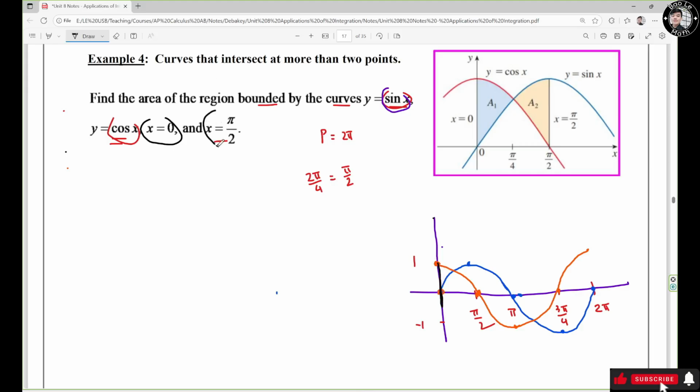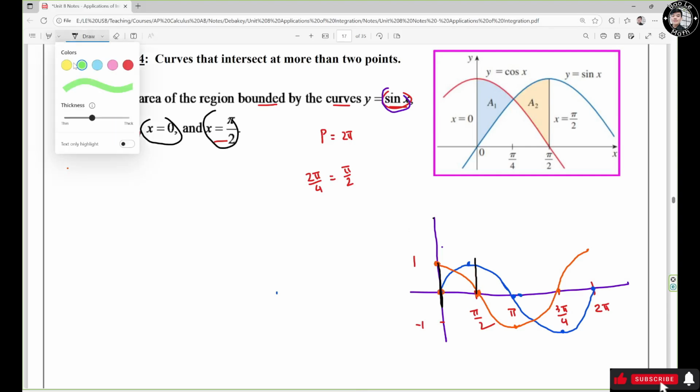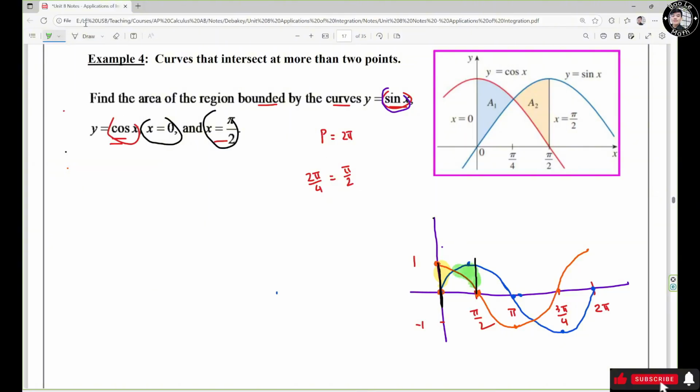Now x equals pi over 2 is going to be right here, right? So you have two regions. The first one is right here, and the second one is right here. You see A1 and A2 right here. And you need to find the intersection right here, right?